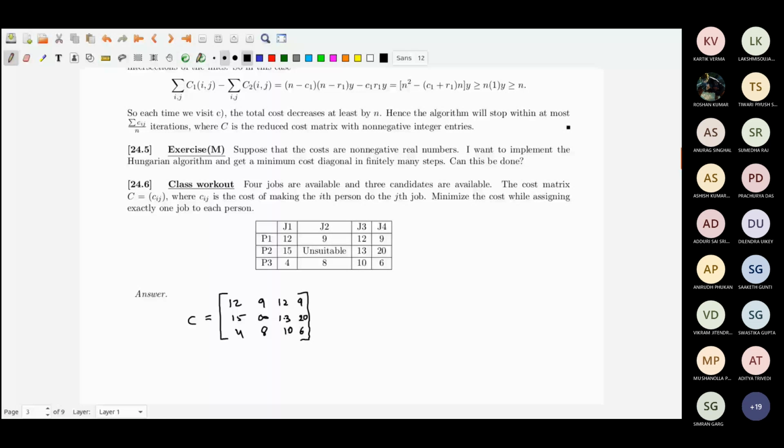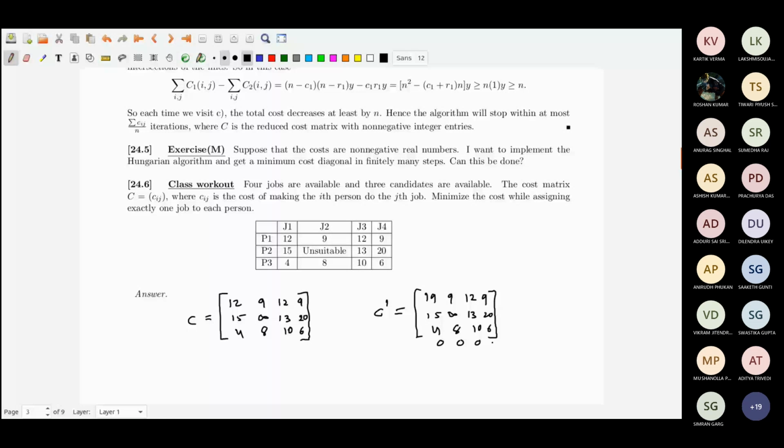Then the idea is to introduce a virtual person P4 who is saying that I will do any job for 0 rupees: 0 0 0 0. Who says I want to do any job, give me any job, I will do it for 0 rupees.